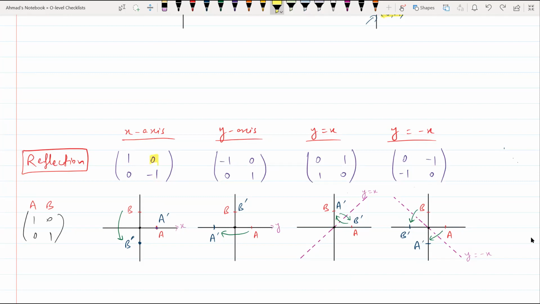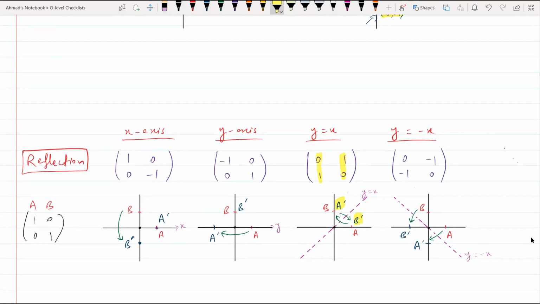Similarly, you can look at what happens in y-axis. Let's look at y equals x, for instance. Now, again, the 1 0 कहाँ चला जाएगा? A point कहाँ चला जाएगा? Reflect, okay, that's going to go to A dash here. So that's 0 1. That's the first point here. B कहाँ चला जाएगा? B will go to this point here. That's 1 0. That's B dash. Y equals x में reflect होके आपके points इस तरह से change हो जाएंगे. So that's where this matrix is coming from.